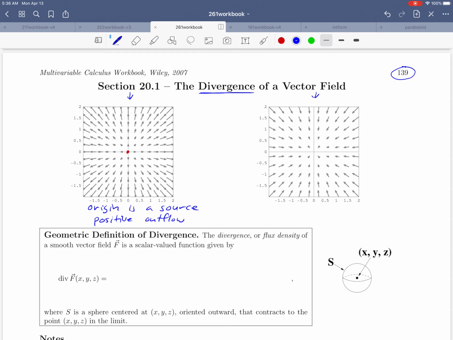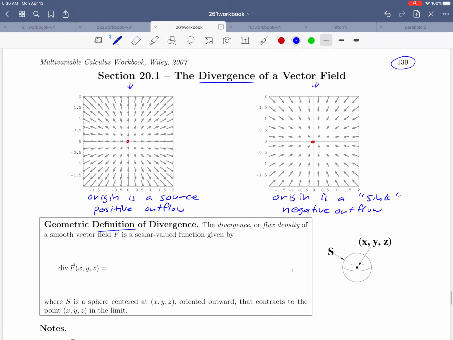The field over to the right is exactly the opposite situation if we look at the origin. There, all of the vector flow is going into the origin, so we would call the origin a sink. We would say that there's negative outflow because of the fact that there's inflow to the origin. What we'd like to do in this definition below is to quantify this idea of divergence. How would we specifically define it?